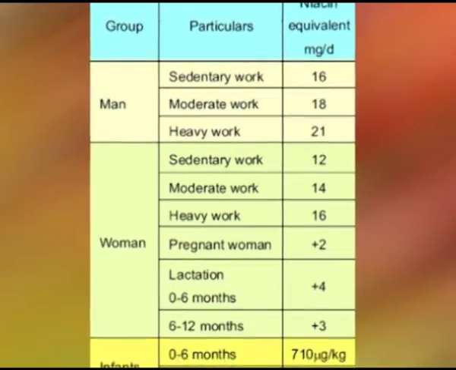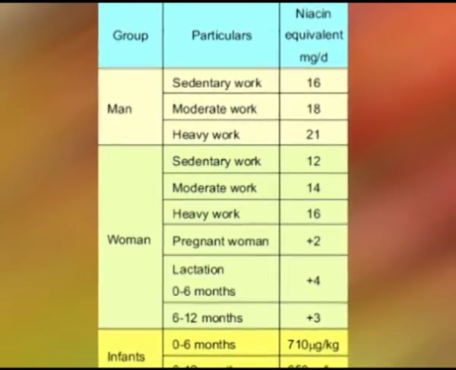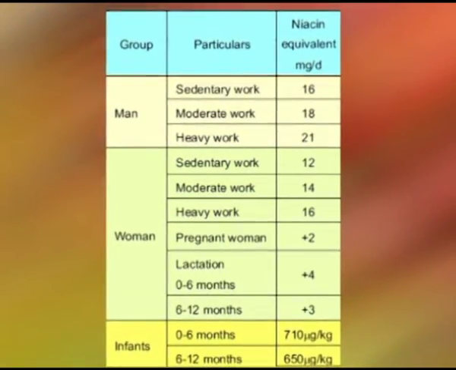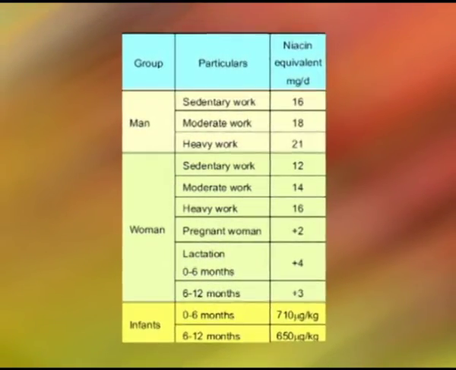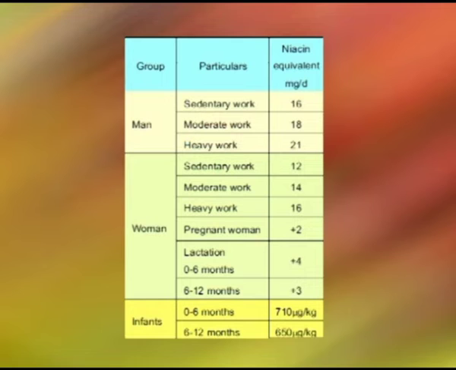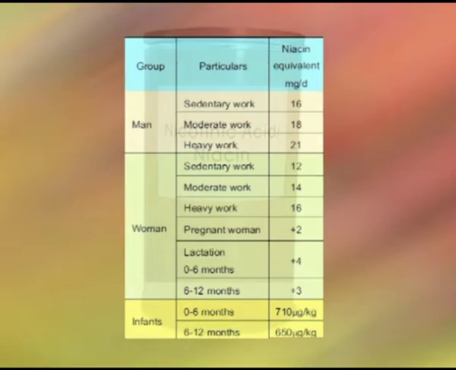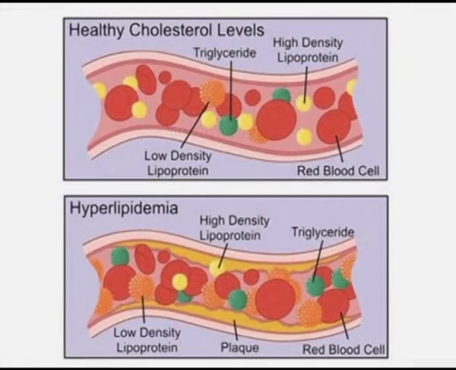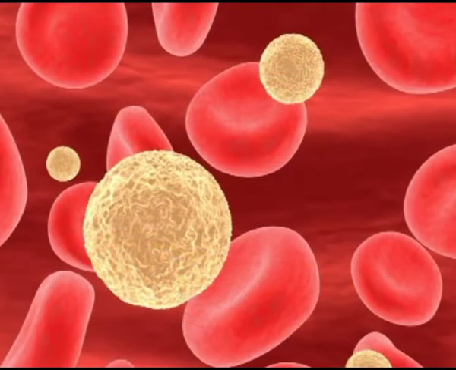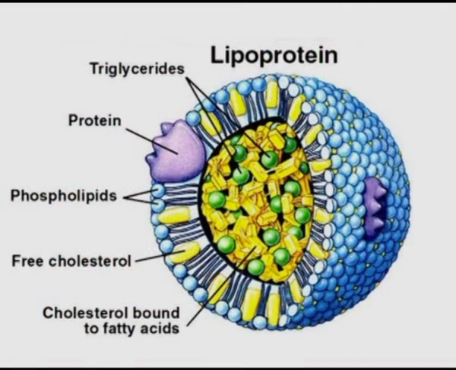The required dietary allowance for Indian men for niacin is 16 to 21 milligrams per day, whereas for women it is 12 to 16 milligrams per day. For pregnant women it increases by plus 2 milligrams per day and for lactating women it increases by plus 4 milligrams per day. Niacin given as nicotinic acid in doses from 4 to 6 grams per day is one of the oldest drugs used in the treatment of hyperlipidemia, which consists of elevated blood levels of triglycerides and cholesterol. Niacin lowers the low density lipoprotein cholesterol and triglyceride concentration.